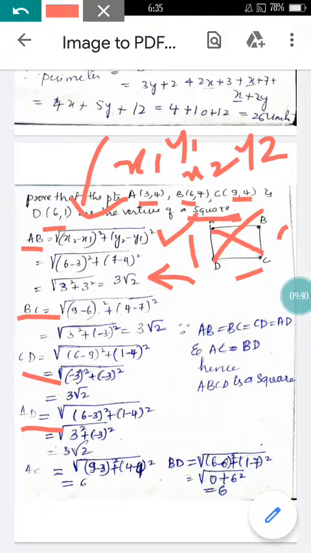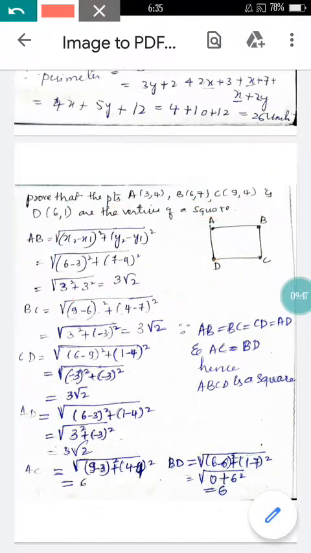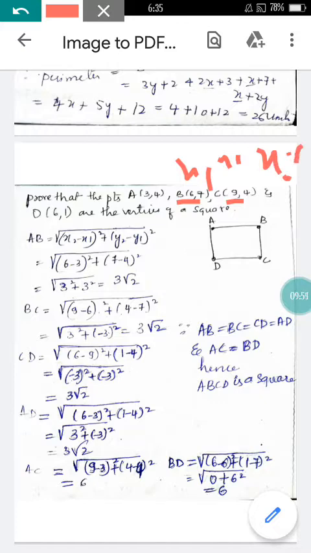In the same pattern, make use of the same formula, only replace the values for BC. Mark B and C as x1 y1 and x2 y2. With this, try to find the value of BC. There also you are going to find the same value, 3 root 2. In the same pattern, try to find the value of CD also. There also you are going to get the equal value. In AD also you are going to get the equal value. So this is how you get that all sides are equal.